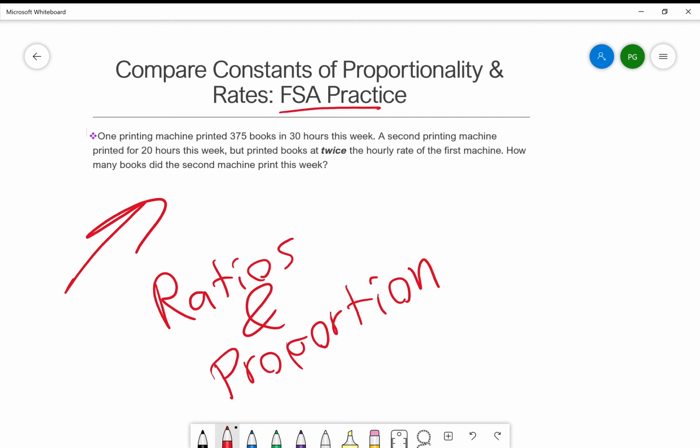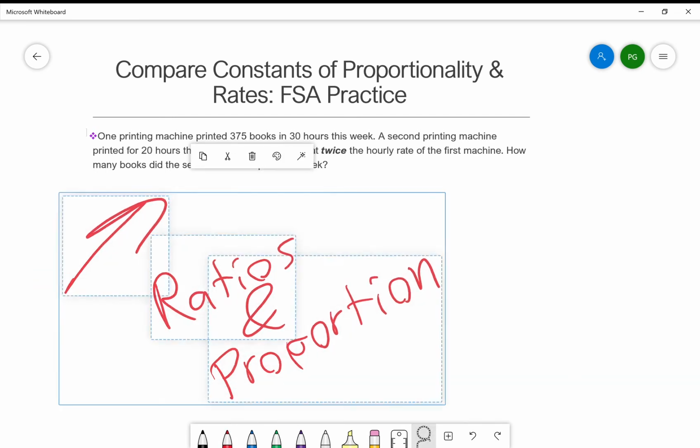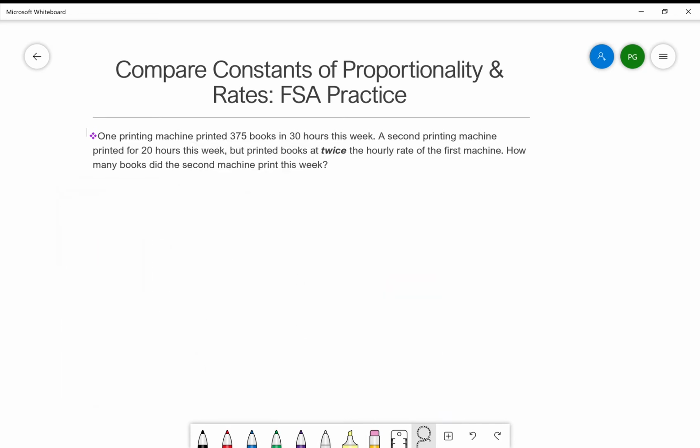Ladies and gentlemen, don't forget this is FSA practice. Not only should this be in your notes, but this is incredibly important. Okay, so let's work out how to solve this guy. Oh, and by the way, this is the last section of ratios and proportions as a unit, right? So you can expect that test next week. Notice it is not on Friday, it is next week. Okay? Anyway, let's go ahead and solve.